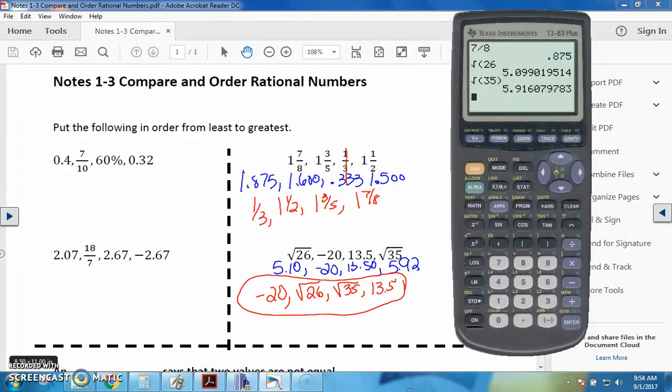So remember, whenever you're putting them in order from least to greatest or greatest to least, please make sure that you change them to decimals and make sure that you keep the same number of decimal places that you need.